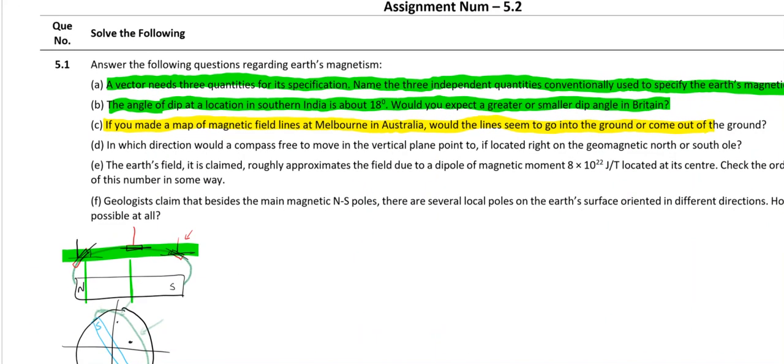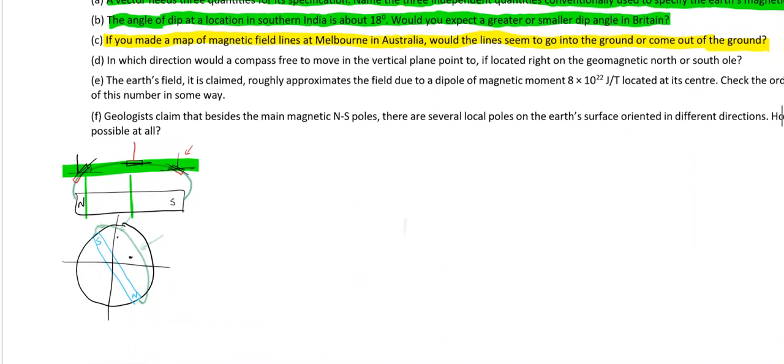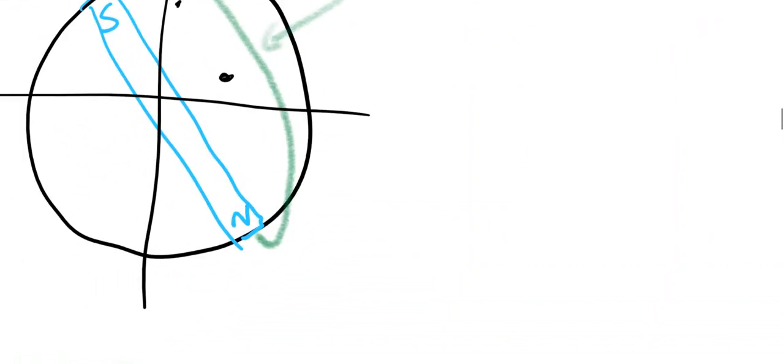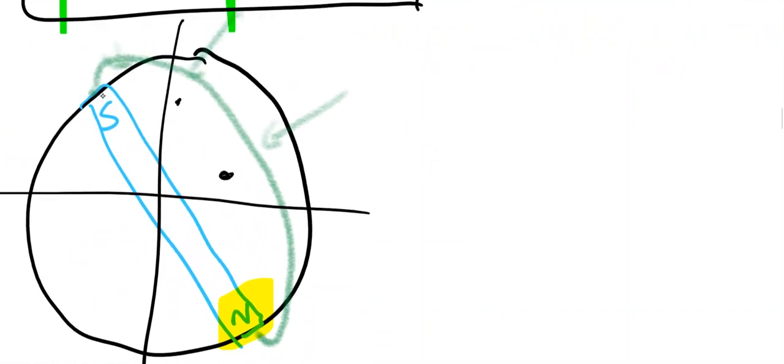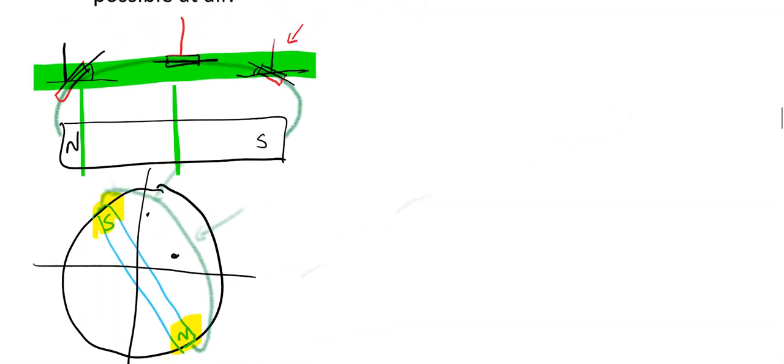As I said, somewhere here we have the magnetic north pole, and hence magnetic field lines will come out. If you are somewhere in Canada, where we have the magnetic south pole, the field lines will be going inside.